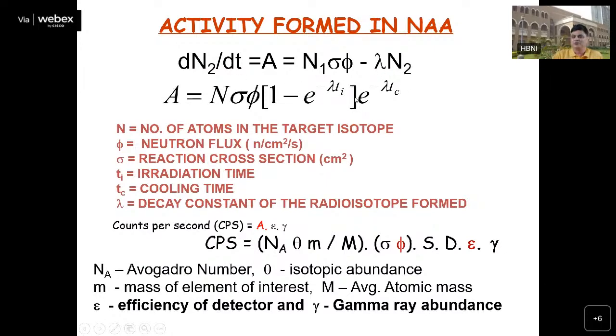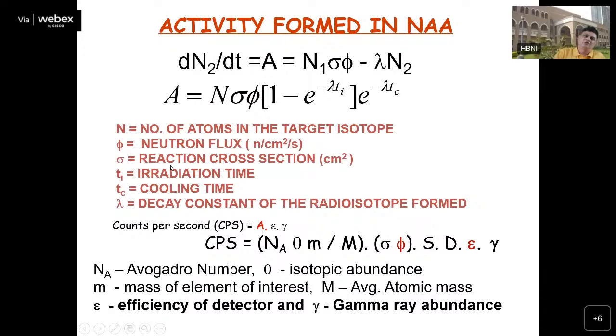This is basically the loss of the activity due to the decay. Tc is the cooling time. Here N denotes the number of atoms in the target isotope, and phi is the neutron flux, which in most cases we have seen is about 10 raised to 12, 13 neutrons per square centimeter per second. And sigma is the reaction cross section.